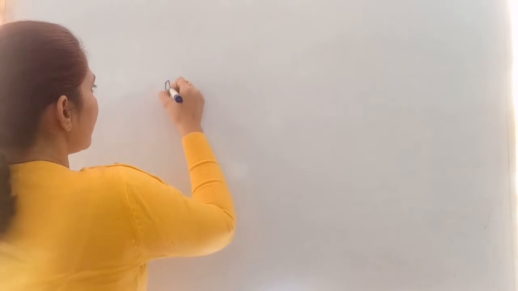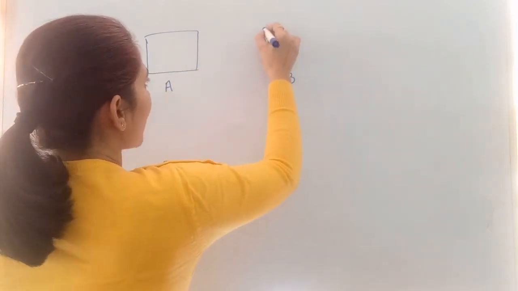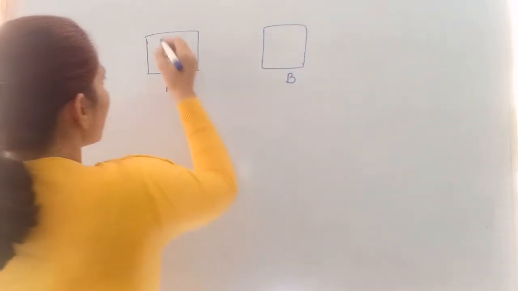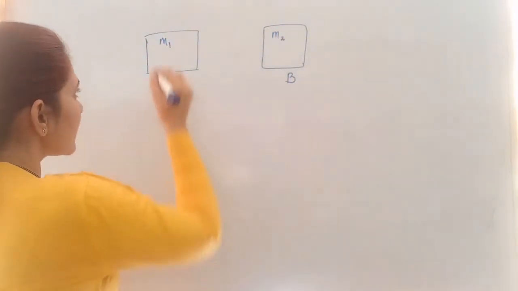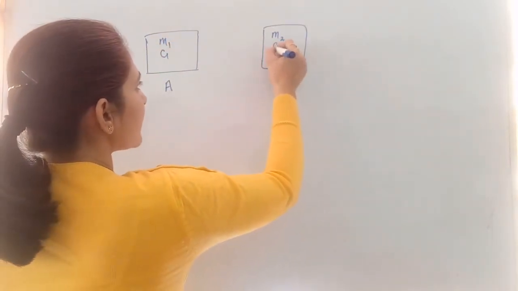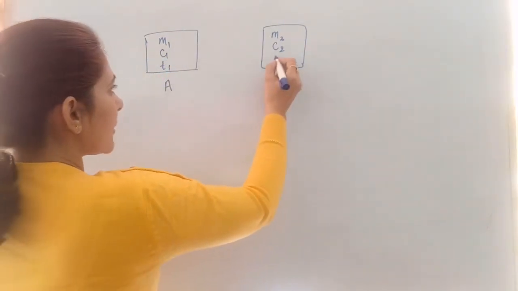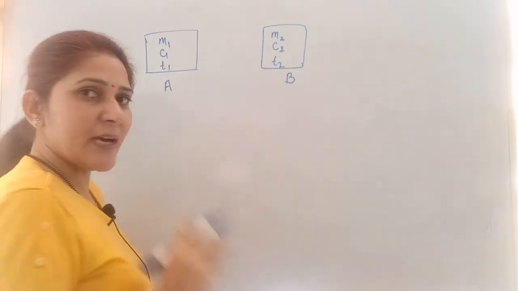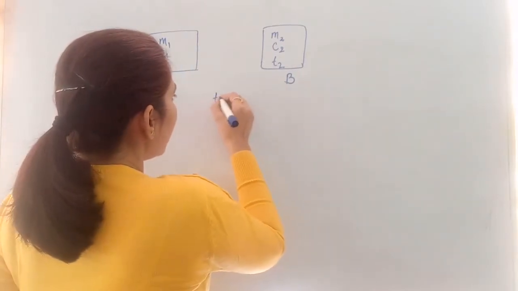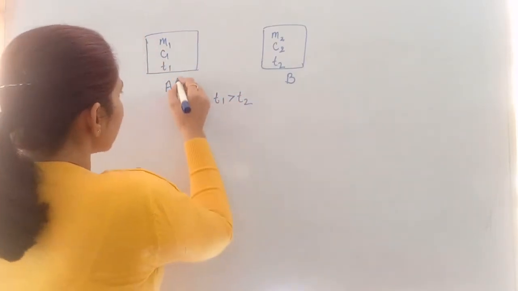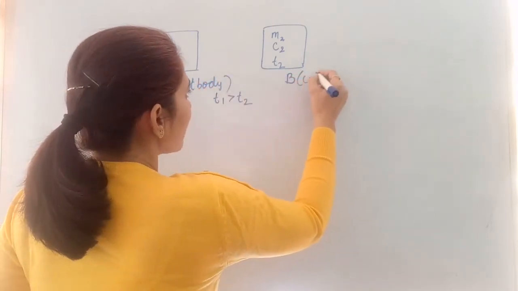Suppose one is A and another is B. This is body A and this is body B. The mass of body A is M1, the mass of body B is M2. The specific heat capacity of body A is C1, and of body B is C2. The temperature of body A is T1 and the temperature of body B is T2. We are assuming that body A is at the higher temperature, that means T1 is greater than T2. So body A is acting as the hot body and body B is acting as the cold body.